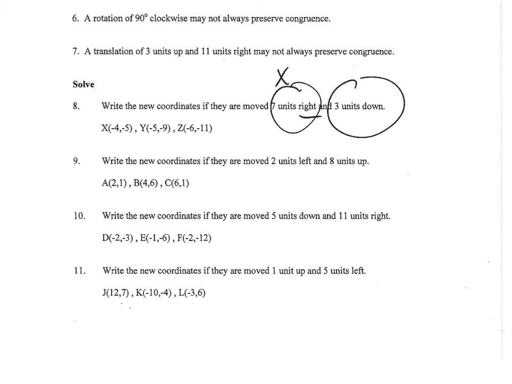If we go to the right, we're adding. So that would be +7. If it says up or down, it's talking about the Y-axis, and in this case it's going down, so that's our negative numbers or minus. So you'd go through and add 7 to all of your X values and subtract 3 from all of your Y values.